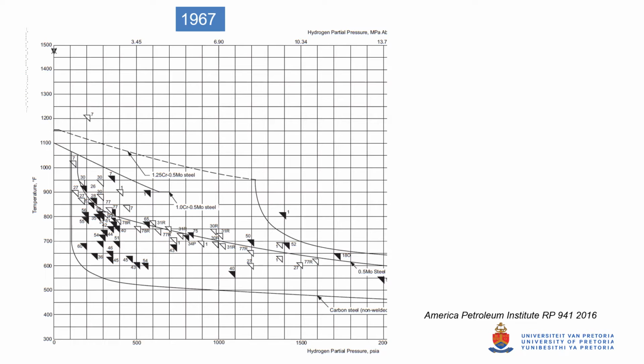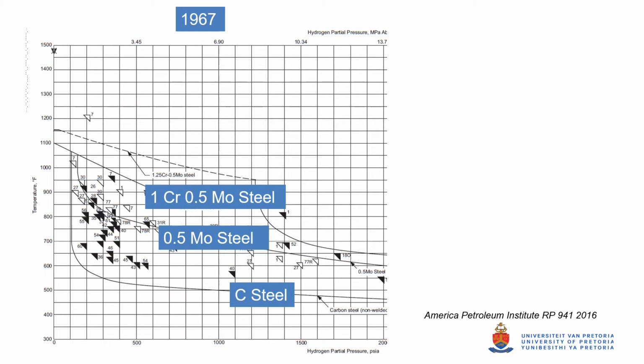This slide explains why we did the work. The traditional way to manage HTHA is via these Nelson curves. These are the 1967 Nelson curves for carbon steel, carbon half moly, and 1 chrome half moly steels. These lines are based on industry experience only. If you operate below the line, it was believed that you'll be safe, and above the lines unsafe.